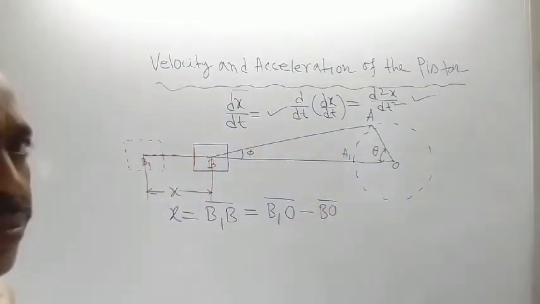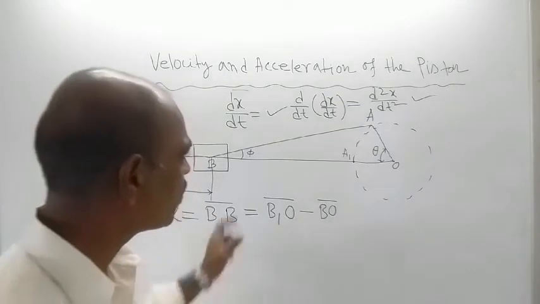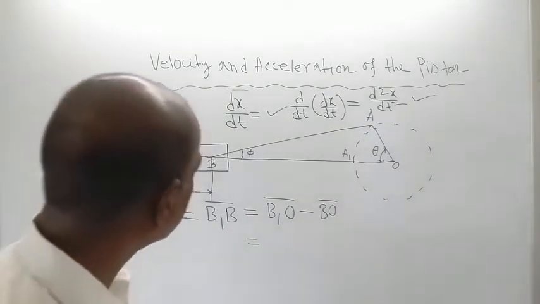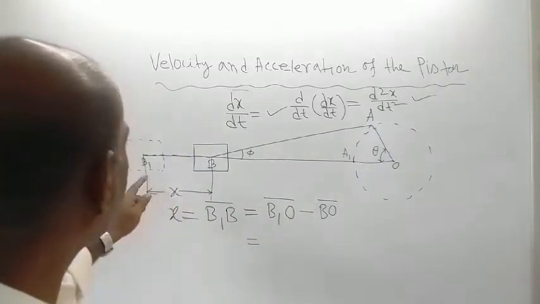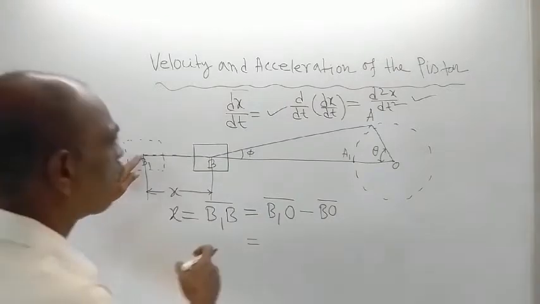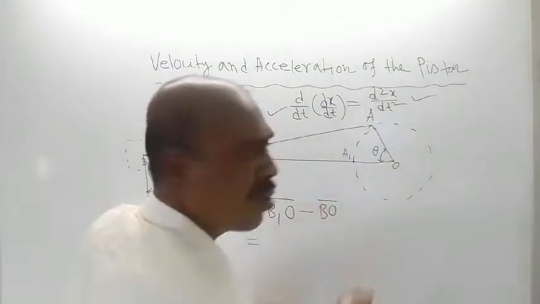Can you write it or not? Yes, we can write easily. Simple geometry is there. This can be easily understood by all these students. So B1O is equal to B1A1 plus A1O. Am I right?